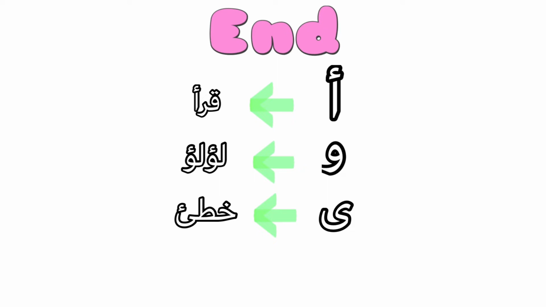And the last example, when you see a hamza written on its own, such as this word, سماء, it means the sky. You are going to write it like this, as if it is a letter.